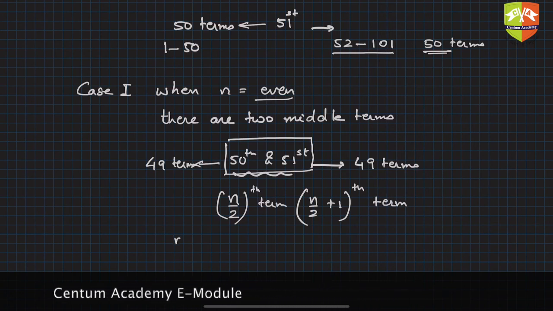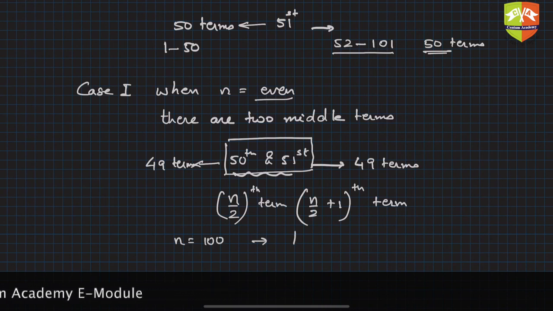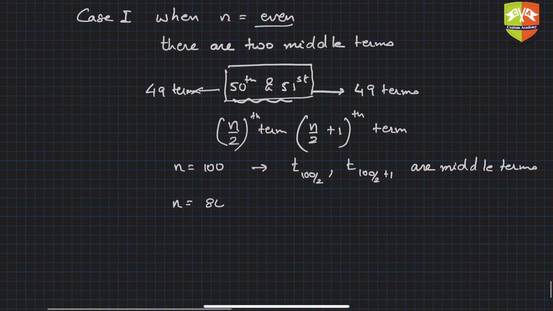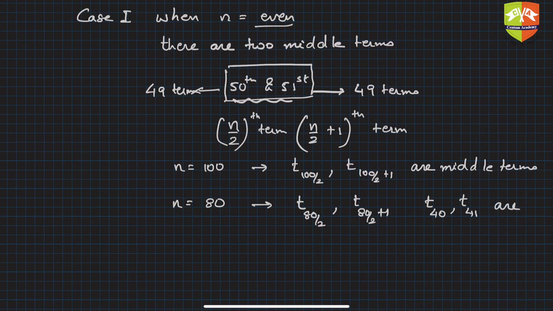In this case, if n is 100, then T100 by 2 and T100 by 2 plus 1 are the middle terms. And if n is another even number, let's take n is 80, then T80 by 2, that is T40, and T80 by 2 plus 1, that is T41. So T40 and T41 are the middle terms. So there are two middle terms in case n is even.